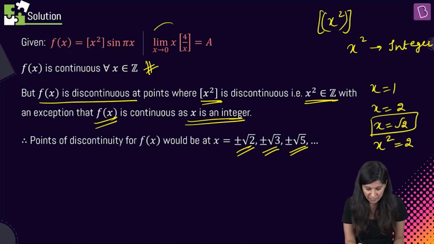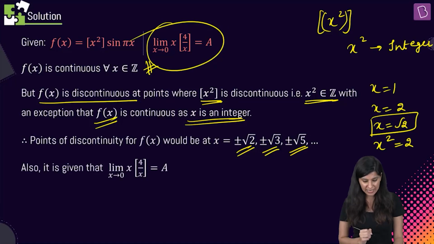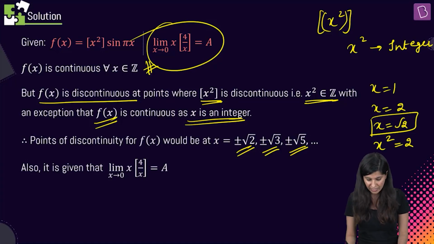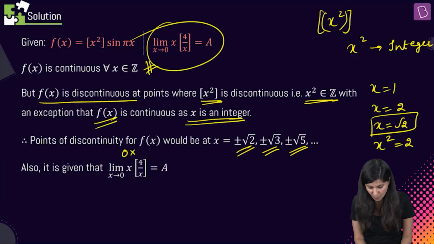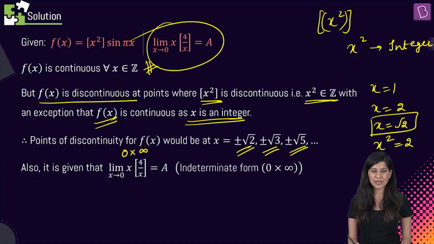Let's get back to this limit part, right? So this is given in the question that limit of x multiplied by GIF of 4 by x is equal to a. If you carefully observe, this is 0 multiply 4 by 0. 4 by 0 would be infinity. 0 multiply infinity form. So we need to modify this form.